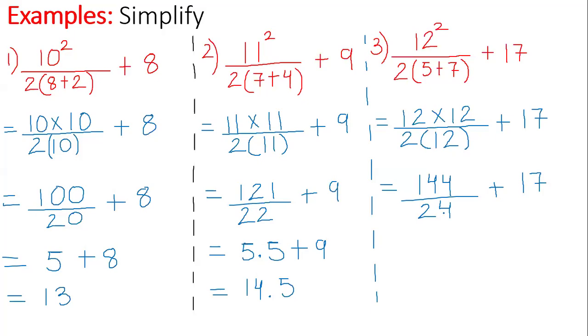What is 144 divided by 24? That's 6. 6 plus 17. What is 6 plus 17? 23. So the answer is gonna be 23. Good. Let me know if you understand how I got this.